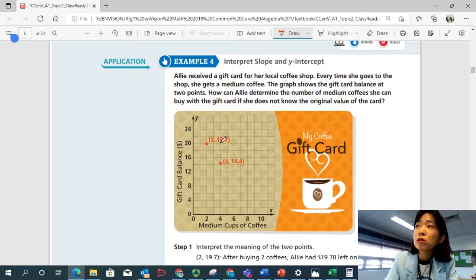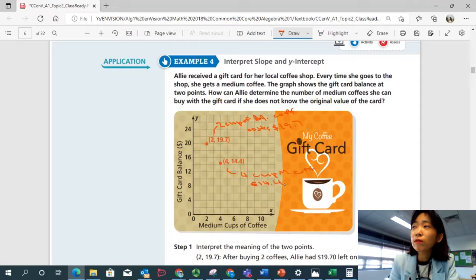So the point (2, 19.7) here would mean what? 2 cups of medium coffee would cost... $19.7 is what it means. What about (4, 14.4)? 4 cups of medium coffee will cost 14.4. Wait, whatever it costs. That's how much balance you have left.